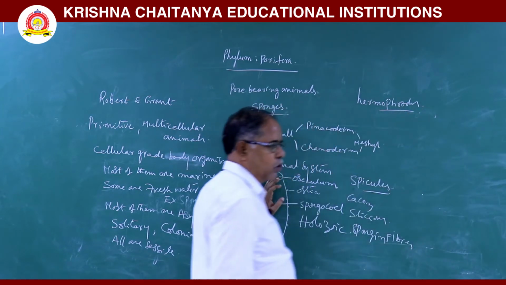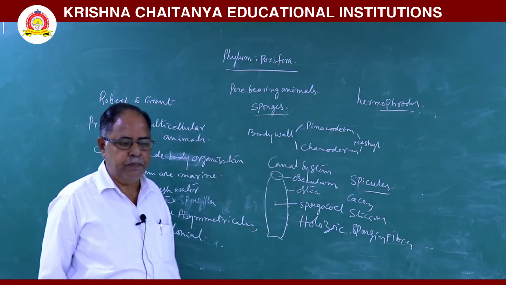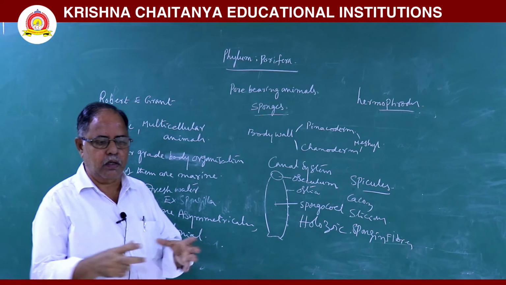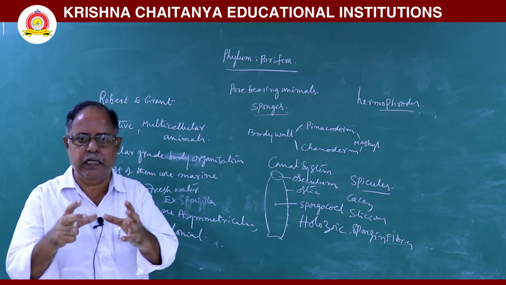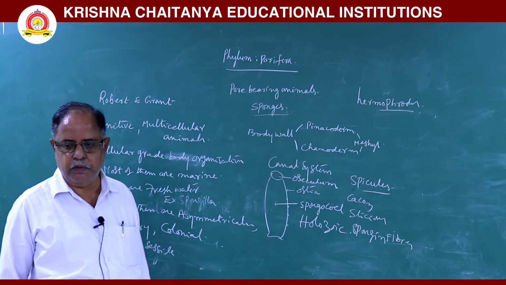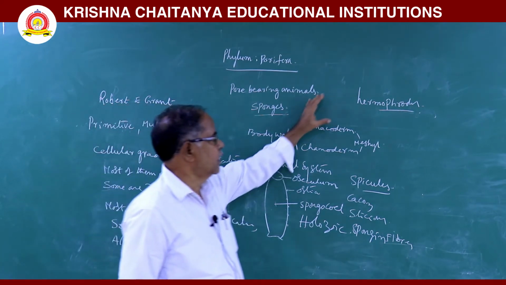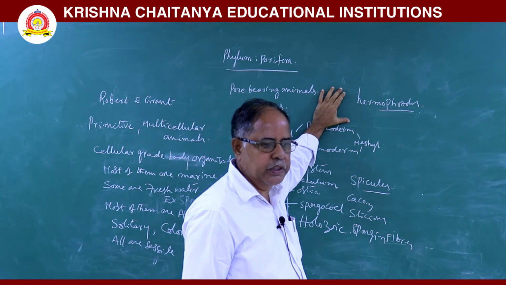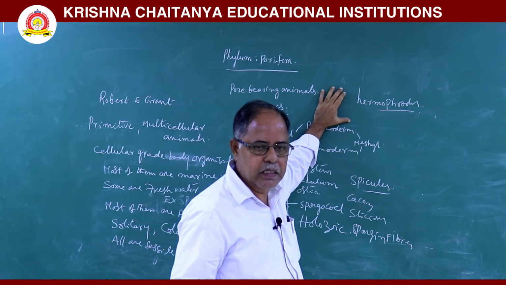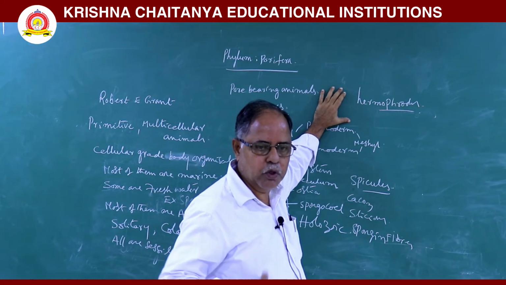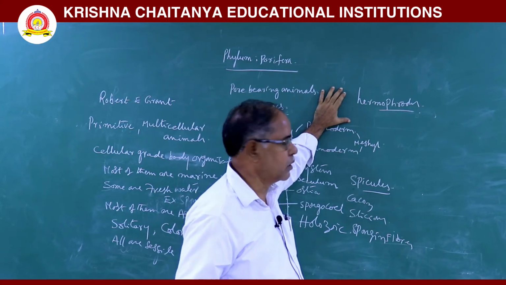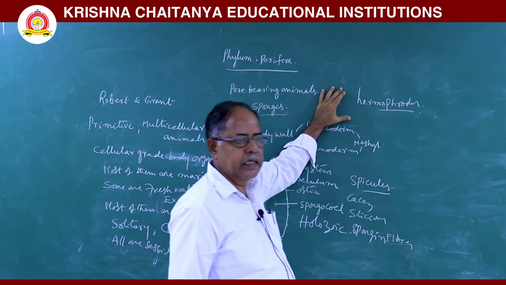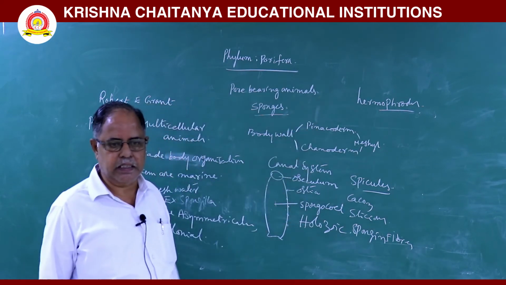That means both male and female reproductive organs are present in one individual. That is called hermaphrodite nature or monoecious. That means in a single individual, both male and female reproductive organs are present. Next, internal fertilization occurs.